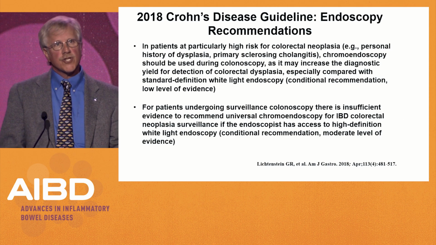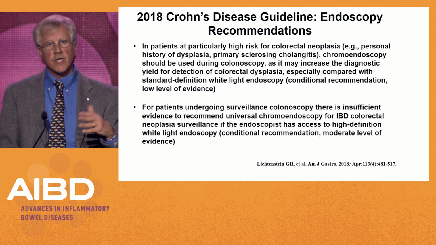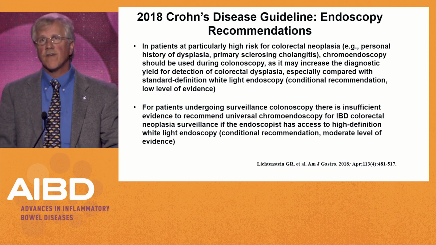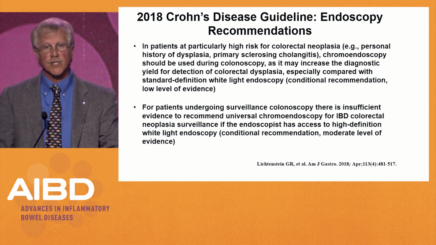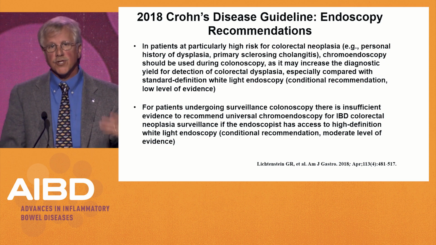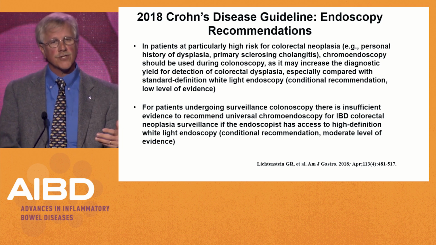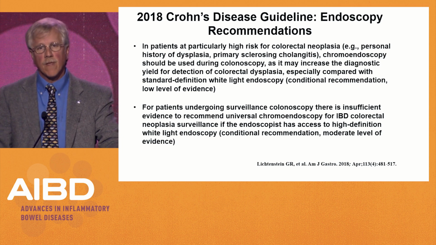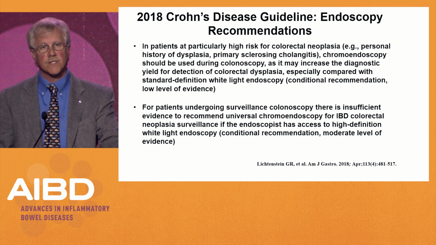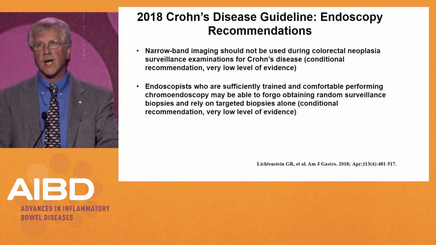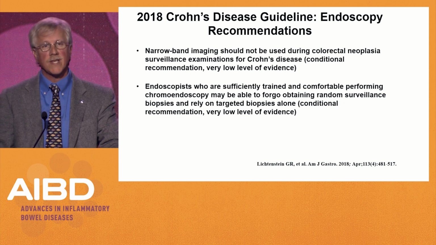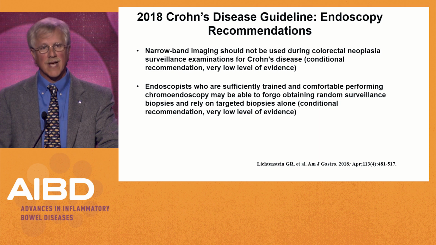So this was the ASGE in 2015. The ACG and Gary Lichtenstein in the Crohn's disease guideline felt that there was a role for chromoendoscopy in patients at particularly high risk for colorectal neoplasia, such as a personal history of dysplasia or primary sclerosing cholangitis. Chromoendoscopy should be used in those patients, but they felt there was insufficient evidence to recommend chromoendoscopy for all patients undergoing surveillance. Now, they did not feel that narrowband imaging is an alternative. So you cannot use narrowband imaging as an alternative to chromoendoscopy in high-risk individuals where you feel they need some type of advanced endoscopic procedure.